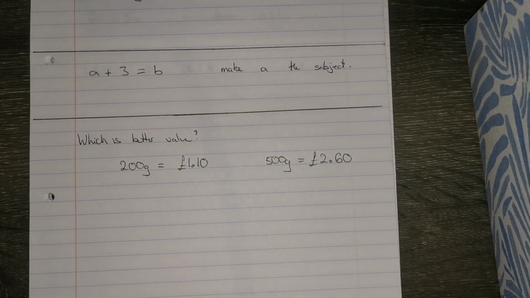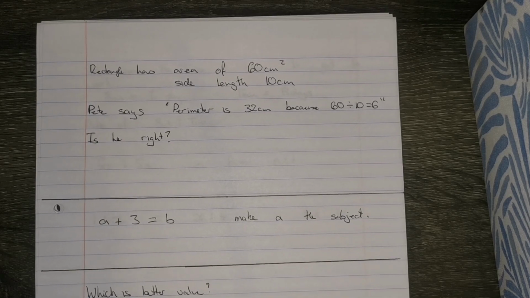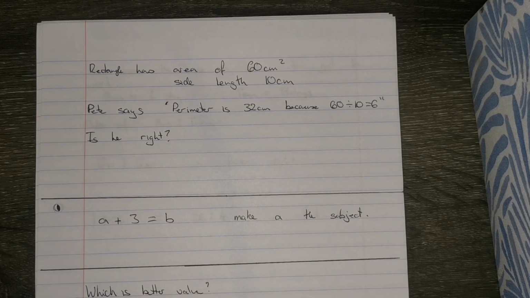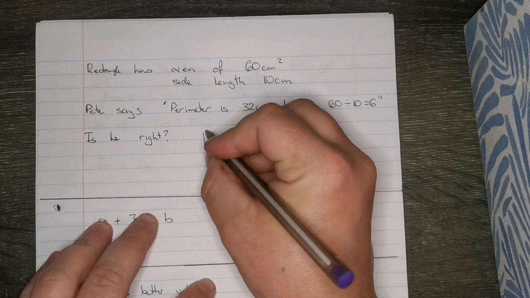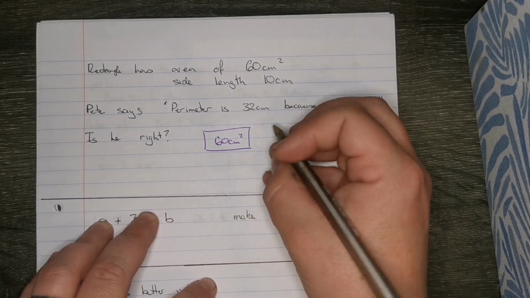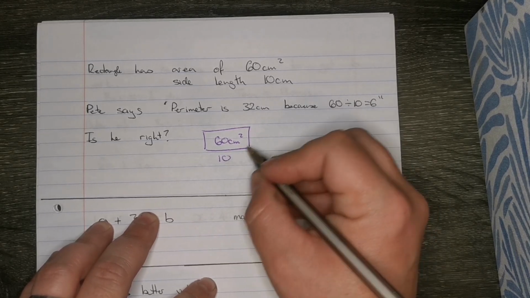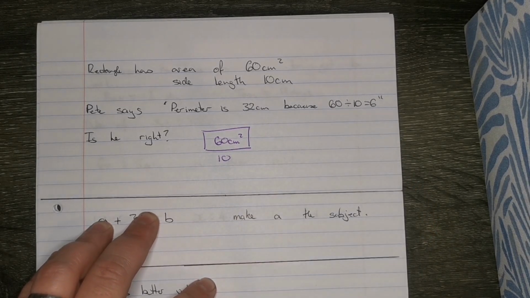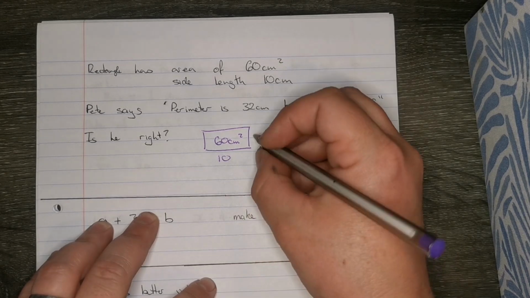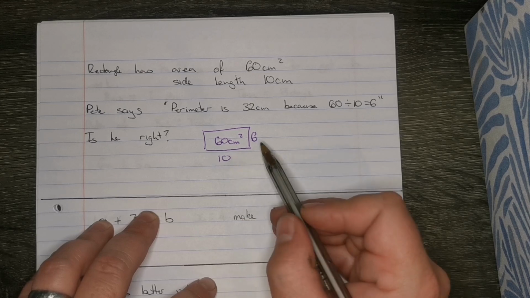Right, on the next one, we were told that a rectangle has an area of 60 centimetres squared and a side length of 10. Pete says the perimeter is 32 centimetres because 60 divided by 10 is 6. Is he right? Right, little diagram, always nice to help us think about these. So if my area is 60 centimetres squared, I'm being told that my side length is 10. For a rectangle, base times height would get me my area. So something times 10 is 60, so that must be 6. This is looking very similar to what Pete's saying. Pete said 60 divided by 10 is 6.